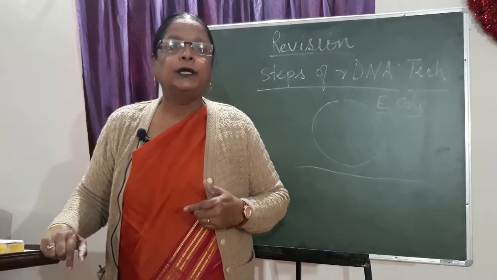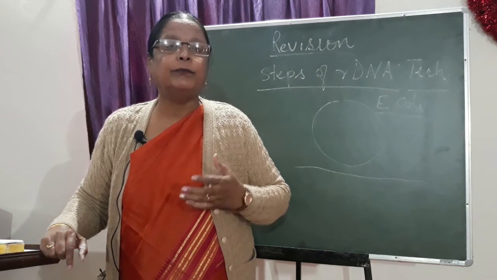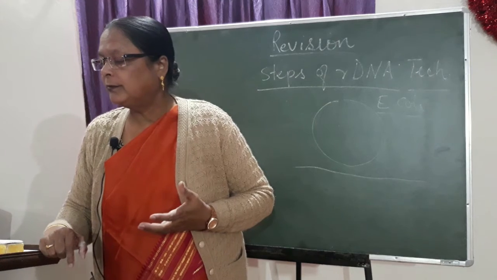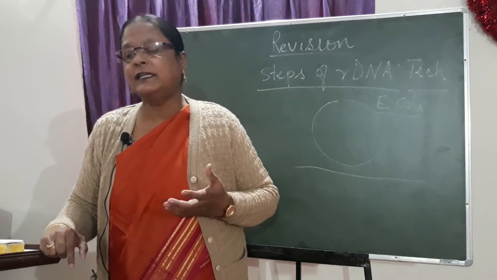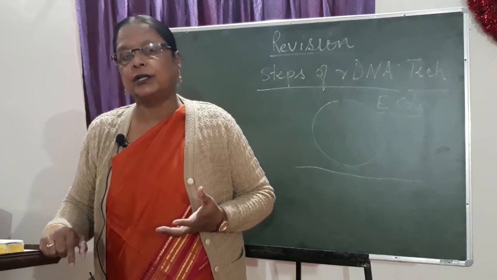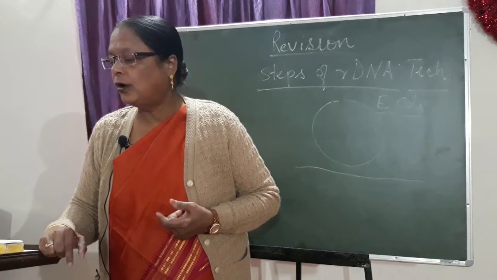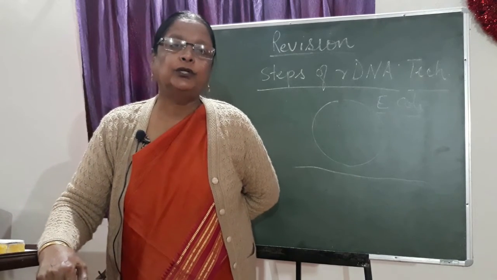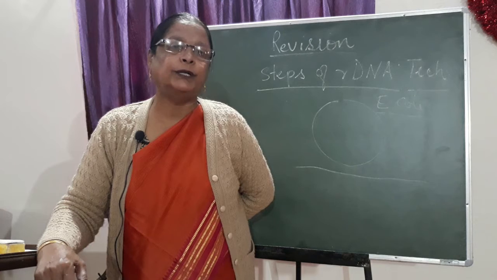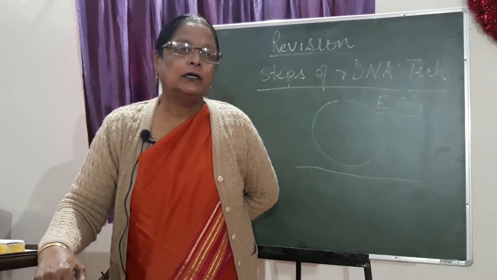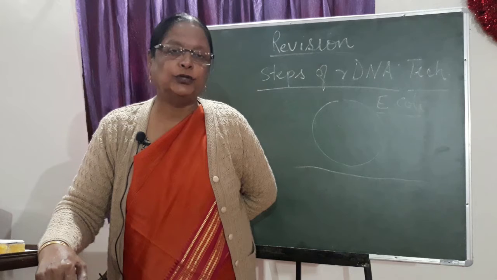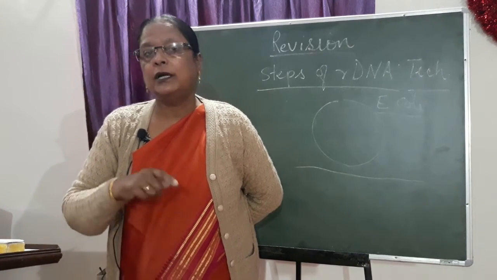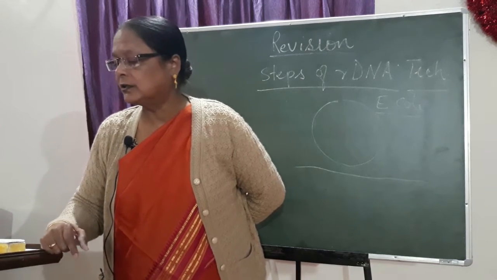And in the seventh step, the transformed cell is now grown in a nutritional medium. It is kept in a nutritional culture medium, and this facilitates the replication or the division of the bacterial cell. And with each division, new copies of these recombinant or transformed bacterial cells are formed, which have got insulin genes in them.